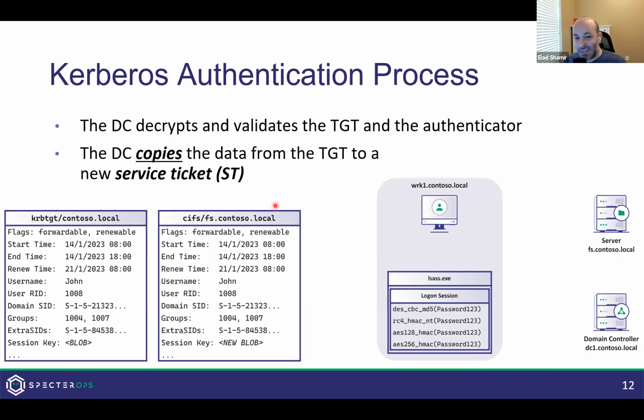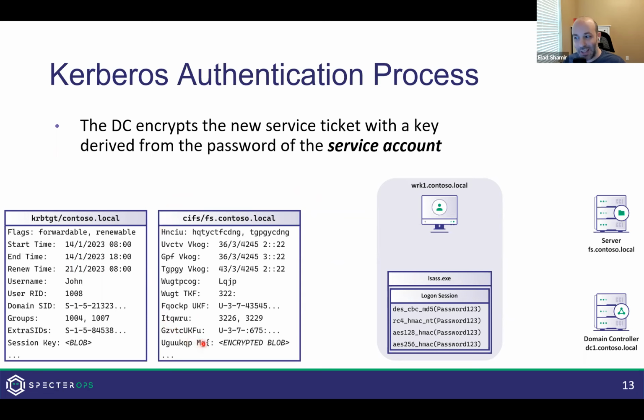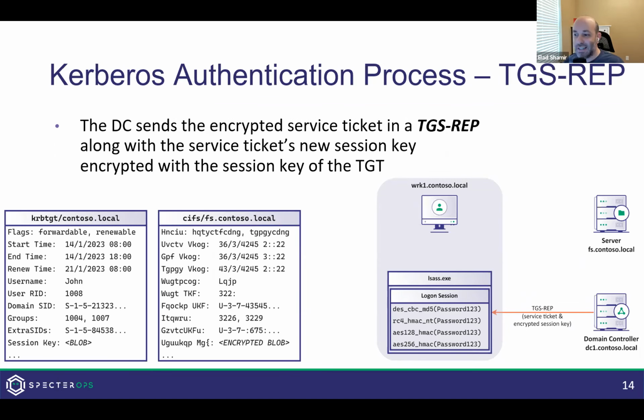The DC then creates a service ticket for the user. The user information in the service ticket is copied from the TGT rather than collected from AD. And that's an important thing to note that will come into play when we discuss ticket forgery. The DC generates a new session key for this service ticket and encrypts the new service ticket with a key generated from the service account's password. The service ticket is sent back to the client in a TGS-REP message along with a session key encrypted with the TGT's session key. It is similar to how the session key for a TGT is sent back encrypted with a key generated from the user's password. It helps prevent man-in-the-middle attackers from abusing service tickets that they intercept over the wire.